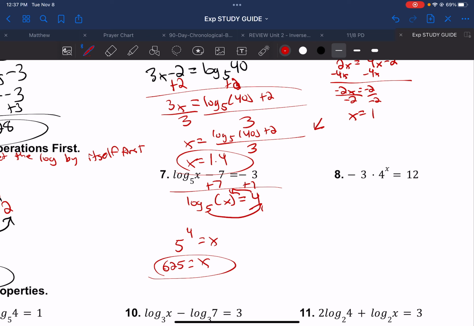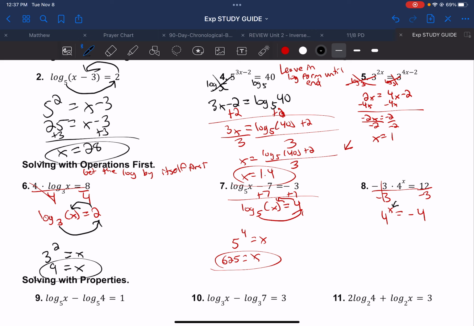That's it. Same thing, one more time. Boom, divide by that -3 to get it by itself. And here, I'm getting the exponent by itself first. So that cancels out. 4 to the x equals -4. So right here, you could just say, I don't know how to do this. This is weird. And just try to plug in values here, or rewrite it in log form.